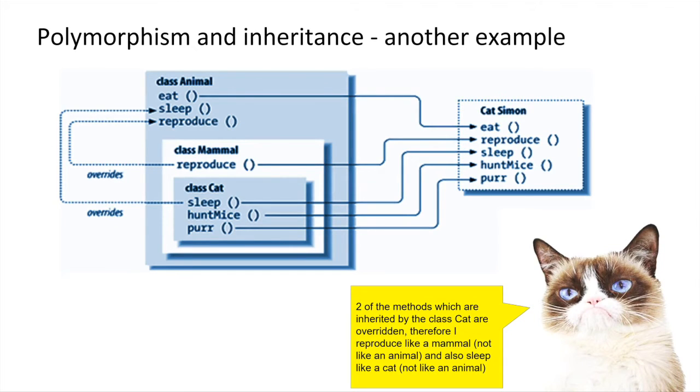Here's a different example. Two of the methods which the class cat inherits from animal are overridden. Those methods are, of course, sleep, which are overridden from here, and mammal will also override reproduce, and if cat extends mammal, then cat will receive the reproduce from mammal, and it will receive its own hunt mice, and it will have the purr, which is defined itself.